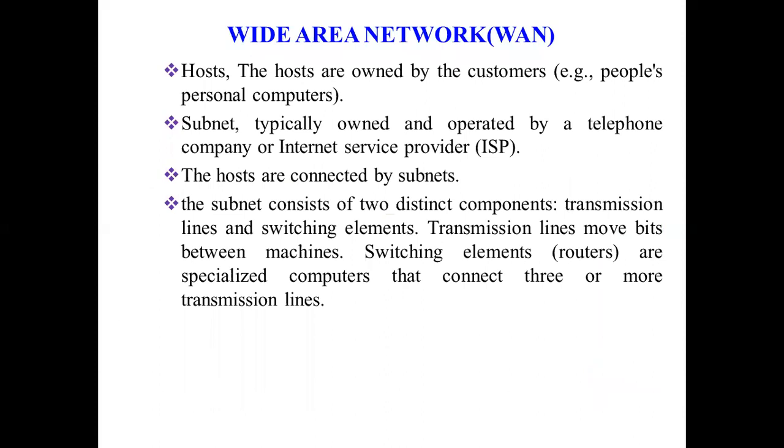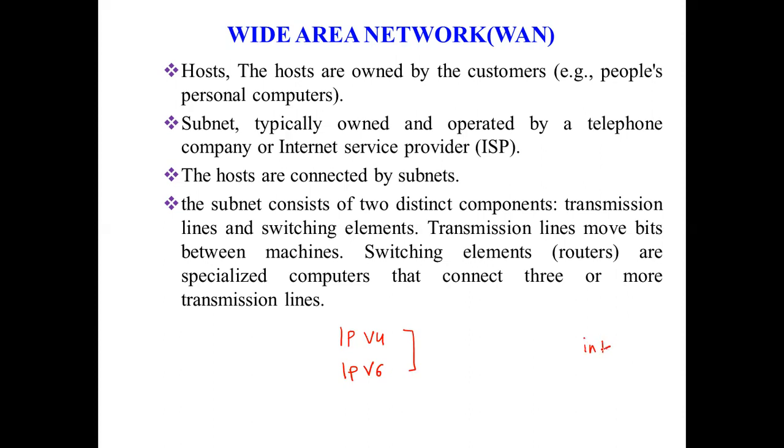So in the wide area network, the hosts are owned by the customers. Basically, in the wide area network you will have a subnet mask, and the subnet is typically in a range. If you go to your mobile internet and go to networking settings, there would be IP addresses. One you will see as IPv4, another you will see as IPv6.